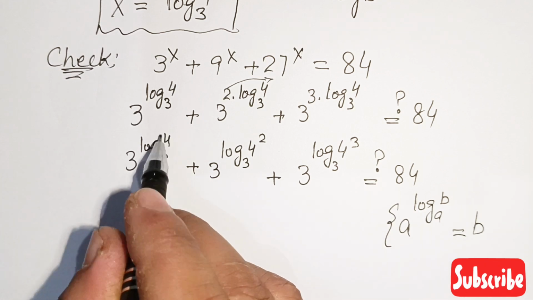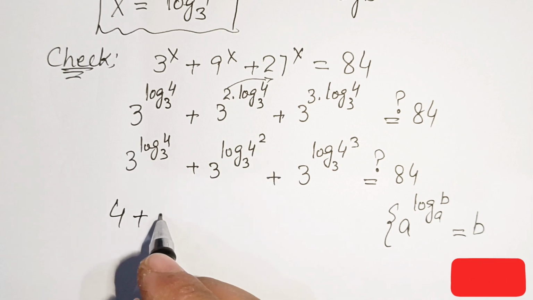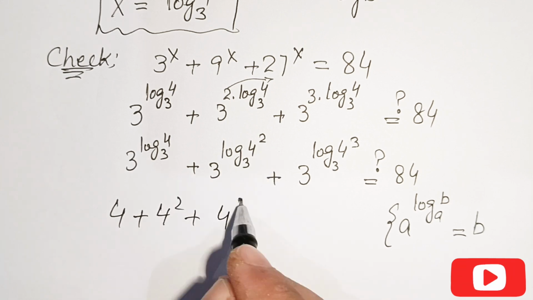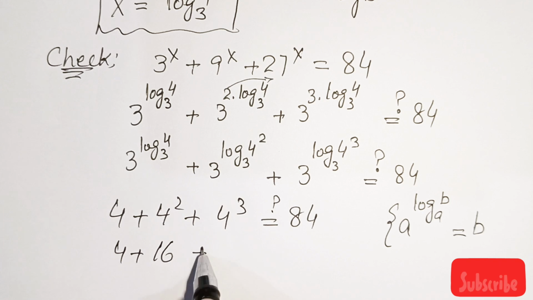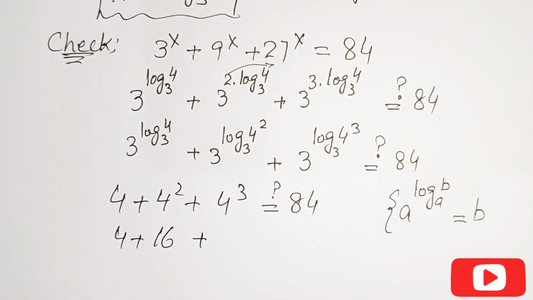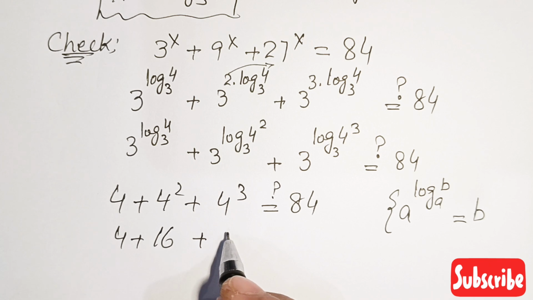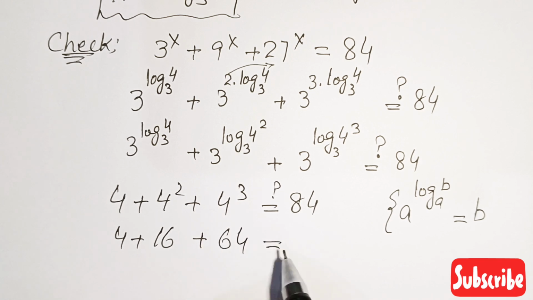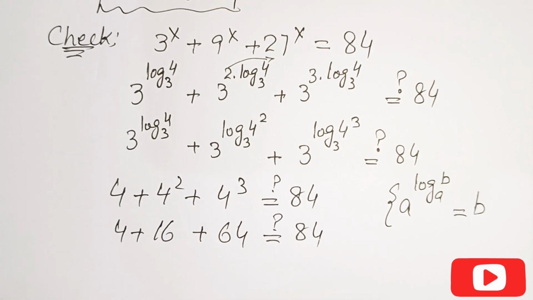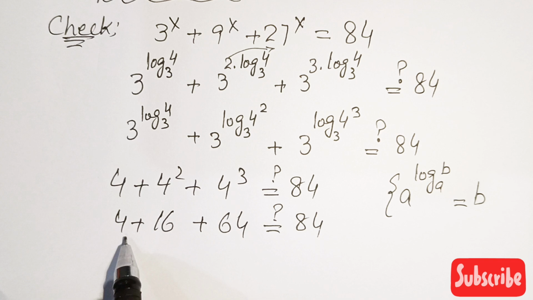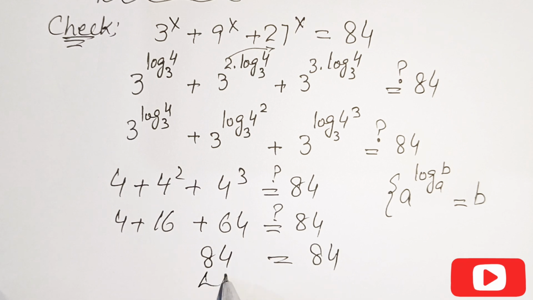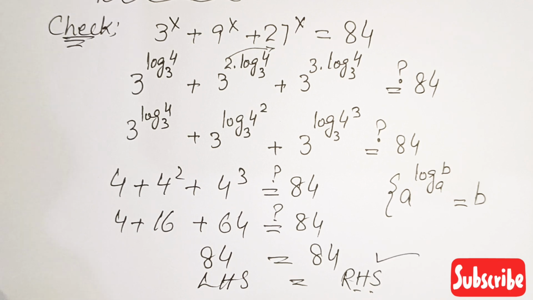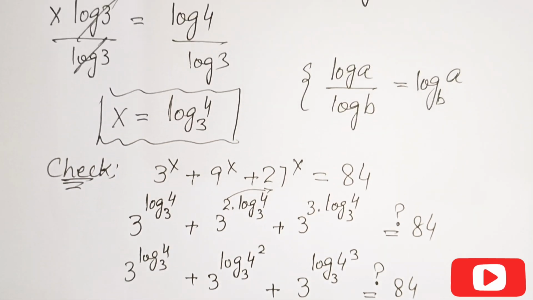Then this will be equal to 4 plus 4 squared plus 4 cubed. Is it equal to 84? Now 4 squared is 16, and 4 cubed is 64. So we have our result. Now here we get 4 plus 16 is 20, plus 64 is 84. So 84 is equal to 84. Hence our left hand side is equal to the right hand side.